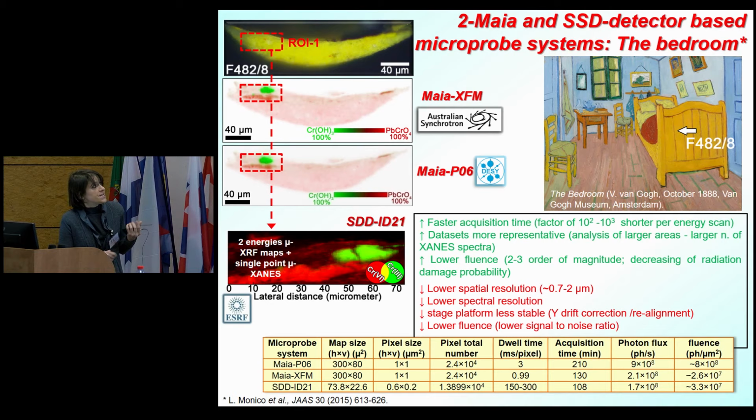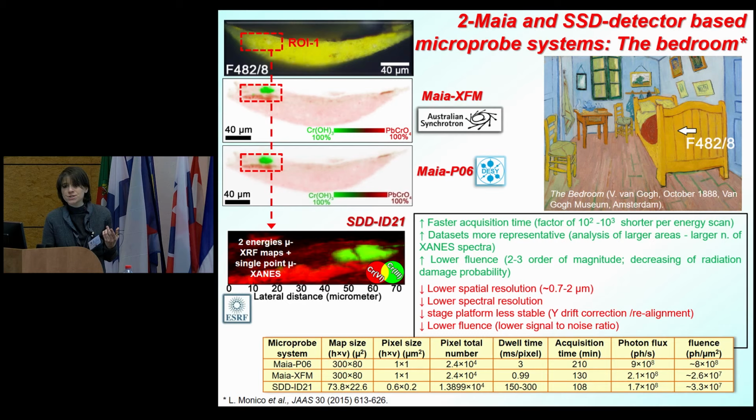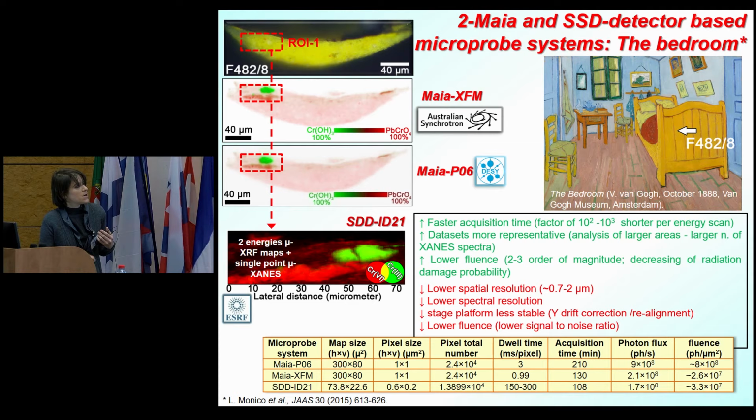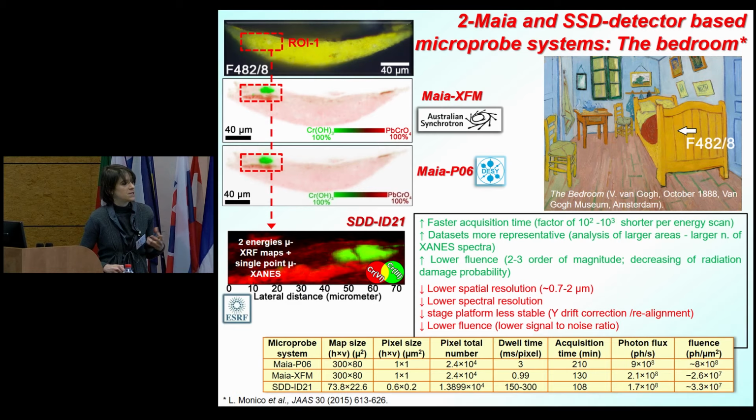The dataset is more representative because, as I said before, we have larger areas of analysis, plus the fact that we have one XANES spectrum for each pixel, while here we have only a few spectra at selected points. The other advantage is that we usually use lower fluence, which means we have the possibility to decrease the radiation damage to the sample. On the other hand, we have some disadvantages, such as lower spatial and spectral resolution with respect to this system, a stage platform that is less stable, and lower fluence, which also means spectra of lower quality, where the signal-to-noise ratio is lower.